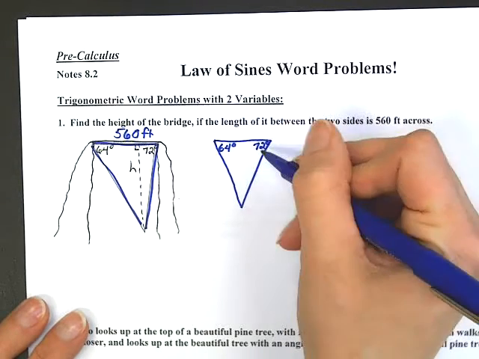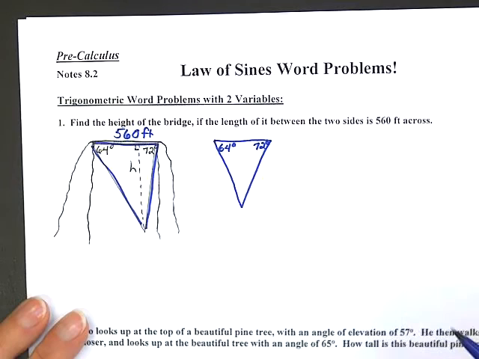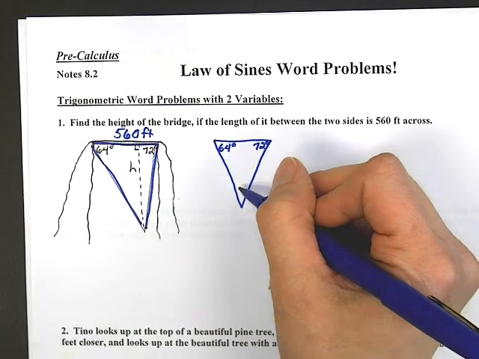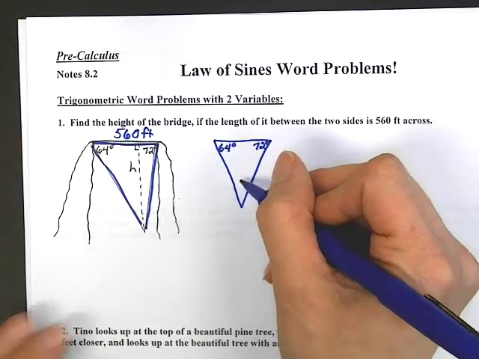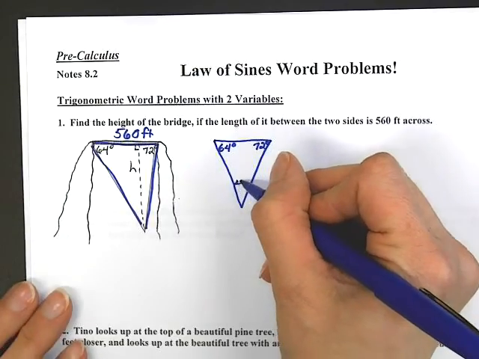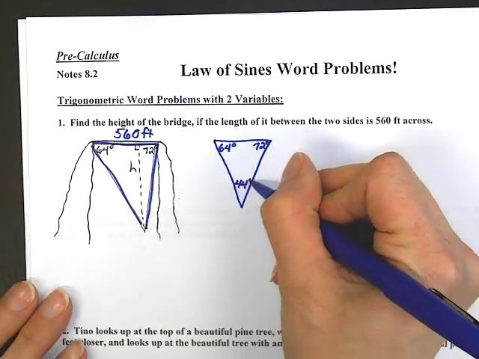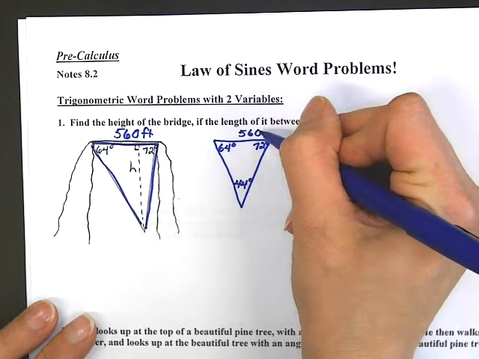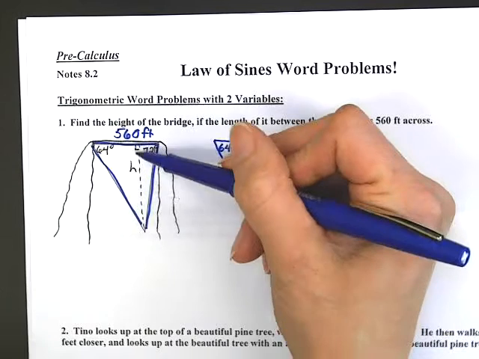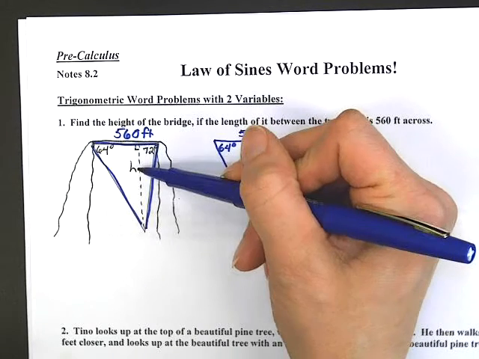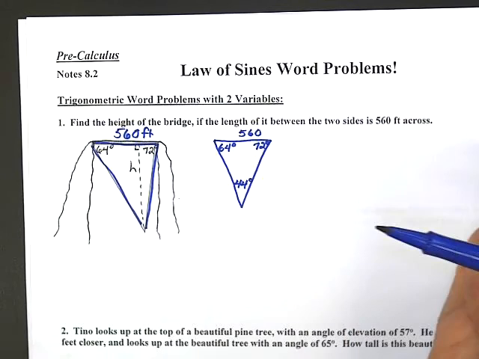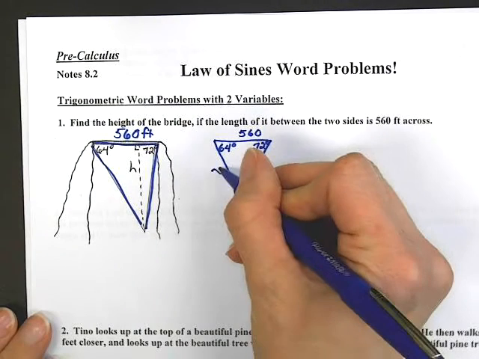Okay, so if you know two angles, you can go ahead and find that third angle for me. Please do that. Okay, what'd you get? 44 degrees. Okay, and this side is 560. Now what I really want to find is the height, but I can't do that until I find one of these sides. So it doesn't matter which one you pick. I'm going to pick this side right here.